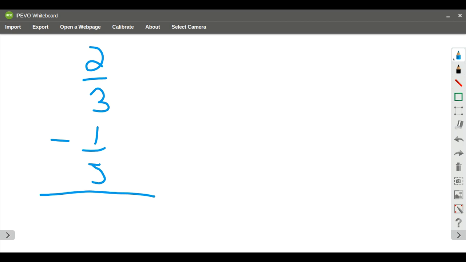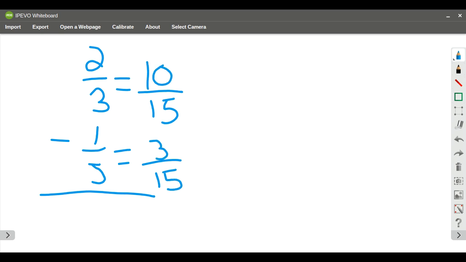So I go ahead, I know that if we recall, the common denominator was 15. 2/3 is going to be 10/15 and 1/5 is going to be 3/15. And then I'm going to subtract 10 and 3. 10 subtract 3 is going to be 7/15. And I don't have a common factor I can divide 7 and 15 by. So 7/15 is my simplest form.